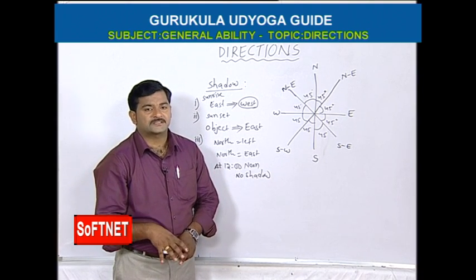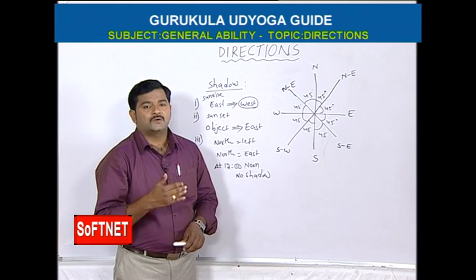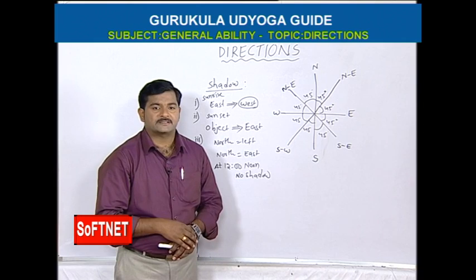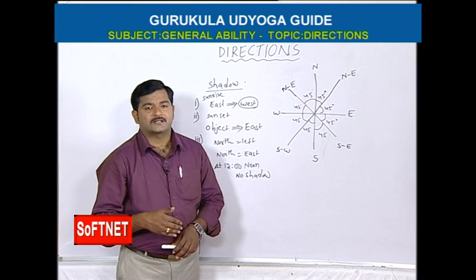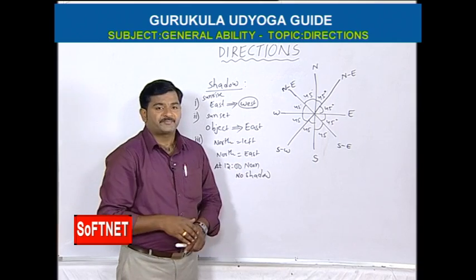And the second point is at the time of sunset. At the time of sunset, the shadow of an object is always towards the east direction only. In the evening time, or at the time of sunset, the shadow of an object is always towards the east direction.